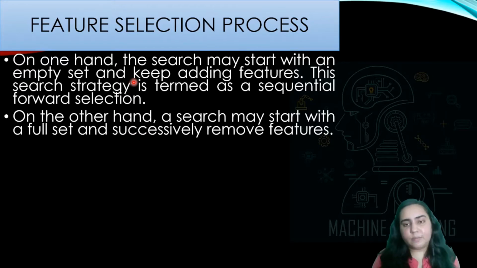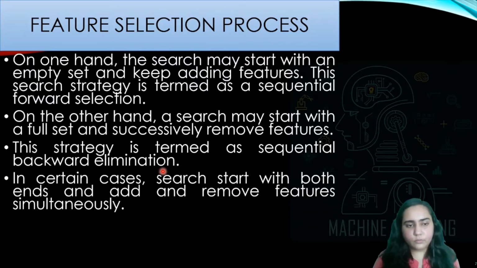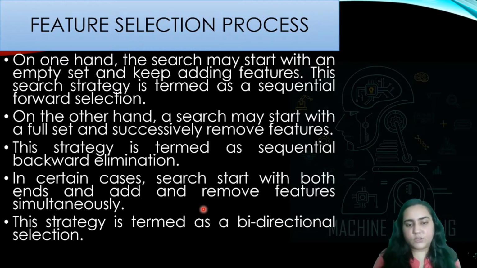The other possibility is to start with a full set and then evaluating it and then successively removing features. So then if you have 10 features, you start with 10 features, but then remove one and check whether that works or not. Remove another one and check if that works or not. And eventually you'll end up with the correct set of features. So this is known as sequential backward elimination. And in certain cases, search starts with both ends. So you would be adding and removing features simultaneously. So this strategy is known as bidirectional selection because it's both the ends.